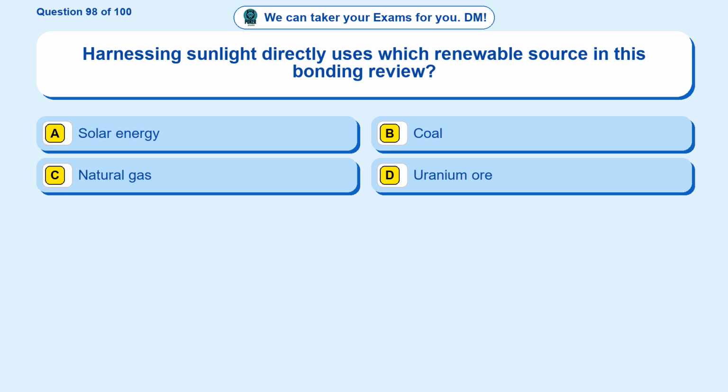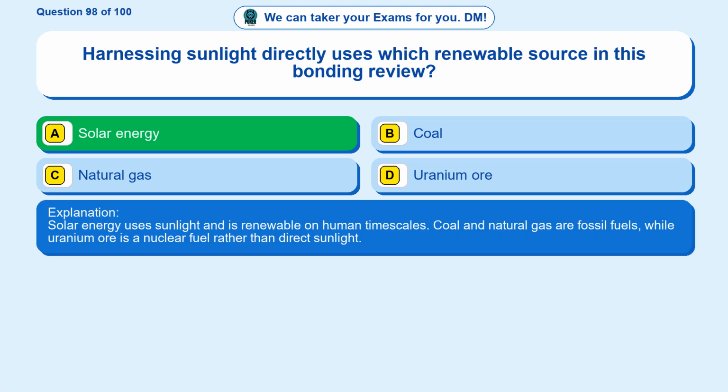Question 98. Harnessing sunlight directly uses which renewable source in this bonding review? Option A, solar energy. Option B, coal. Option C, natural gas. Option D, uranium ore. The correct answer is option A. Solar energy. Solar energy uses sunlight and is renewable on human time scales. Coal and natural gas are fossil fuels, while uranium ore is a nuclear fuel rather than direct sunlight.